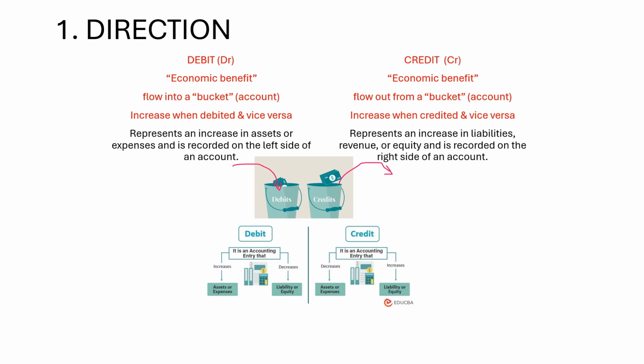So to summarize, a debit is an accounting entry that increases assets or expenses and, on the other hand, decreases liabilities or equity. A credit is an accounting entry that increases liabilities or equity and decreases assets or expenses. So debit, DR, is the economic benefit flowing into the bucket, which increases assets as well as expenses. And credit is the economic benefit flowing out from a bucket, therefore increasing things such as liabilities and equity.